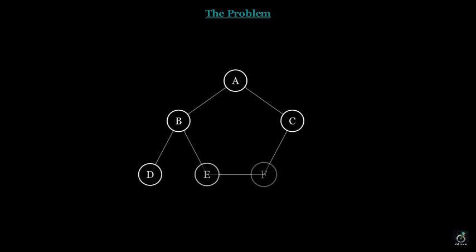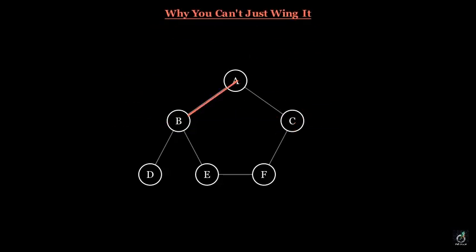Same graph. Same starting point. Completely different visiting order. Notice this graph has a cycle. A to B, B to E, E to F, F to C, and C back to A.